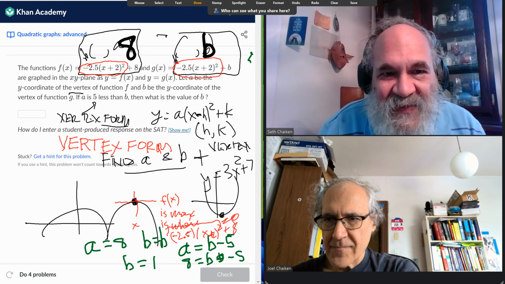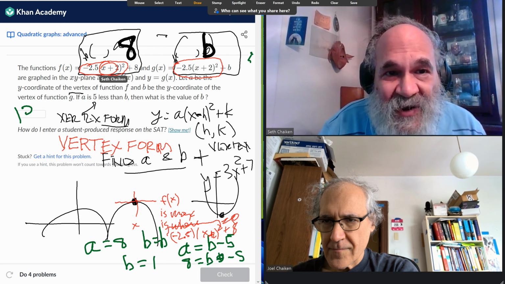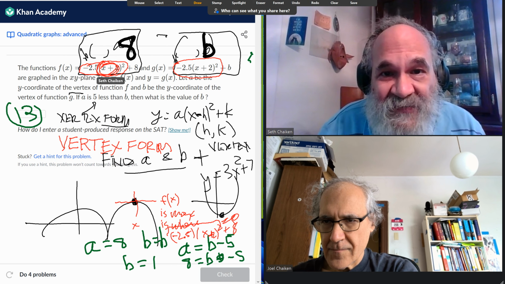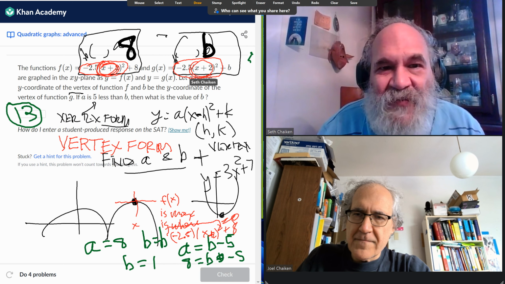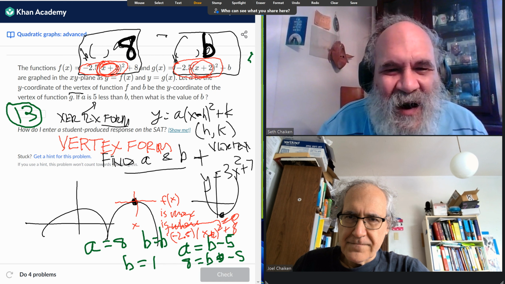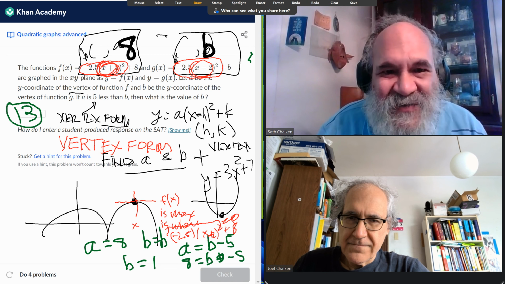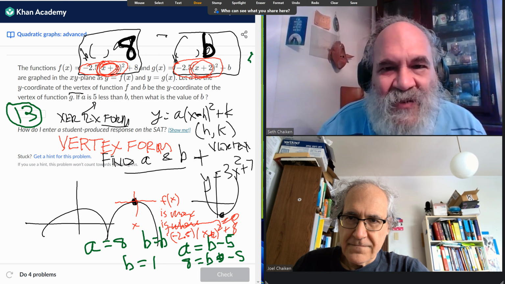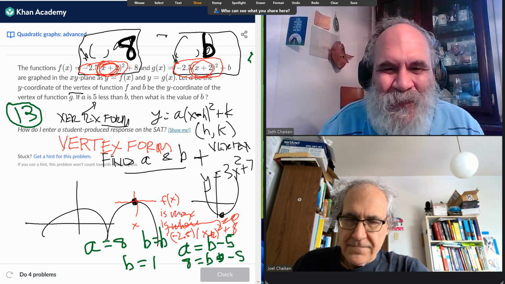Okay? So when these terms are 0 at the vertex, therefore the y coordinate of f's vertex is 8, and the y coordinate of g's vertex is b.